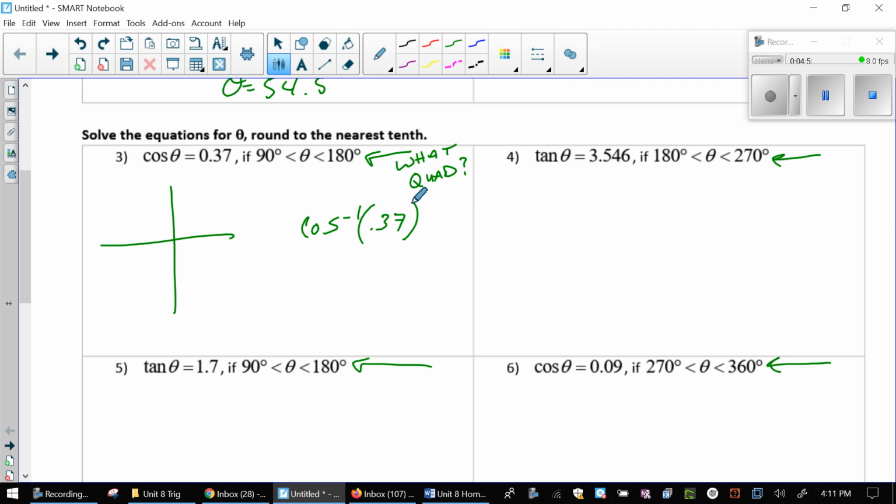Second cosine 0.37, hit enter. Okay, we get theta equals 68.3 degrees. Now, that clearly is not between 90 degrees and 180 degrees. So we have to think about where the reference angle is going to be 68.3 degrees. As we think about that, that means that if we draw this angle, it's going to be somewhere in that second quadrant like this, right? But our reference angle, not the angle itself, is 68.3.